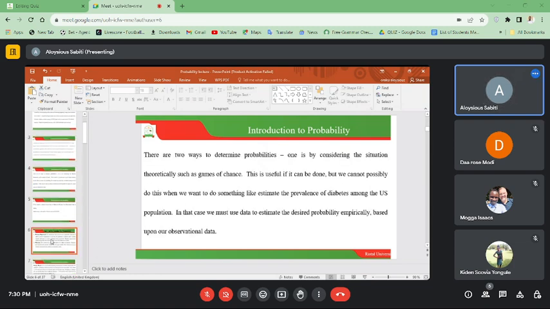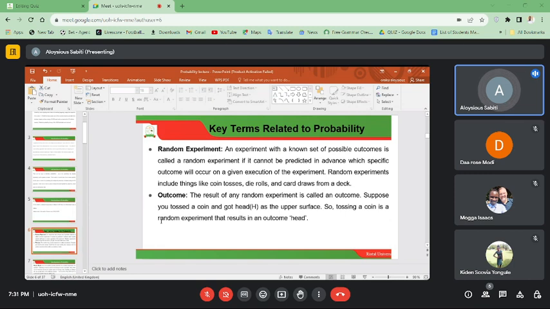So now we want to look at some of the key terms. Having looked at the definition of probability, we want to look at some of the key terms that are related to probability. Throughout this particular session, we may mention some of these words, so it is very important that we understand them.